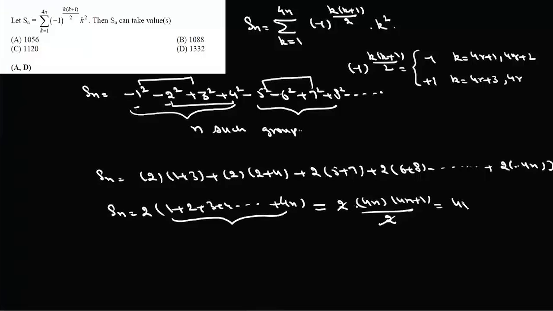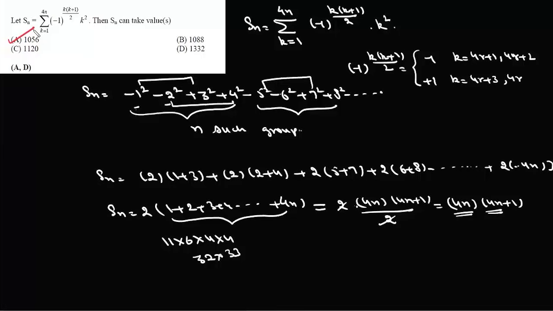So this is 4n into 4n plus 1. So this Sn can take the value when we have two consecutive numbers such that one of them is a multiple of 4 and the other one leaves the remainder 1 when divided by 4. Now 1056 is 11 into 6 into 4 into 4, which is 32 into 33, which satisfies this criteria. So this A is correct.